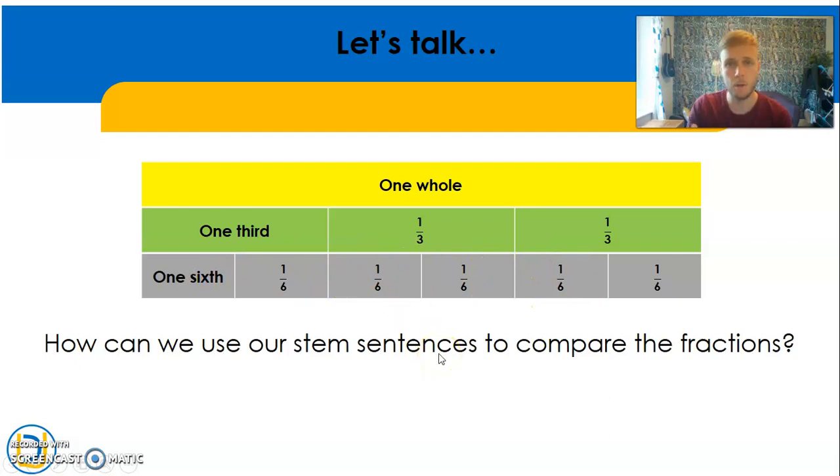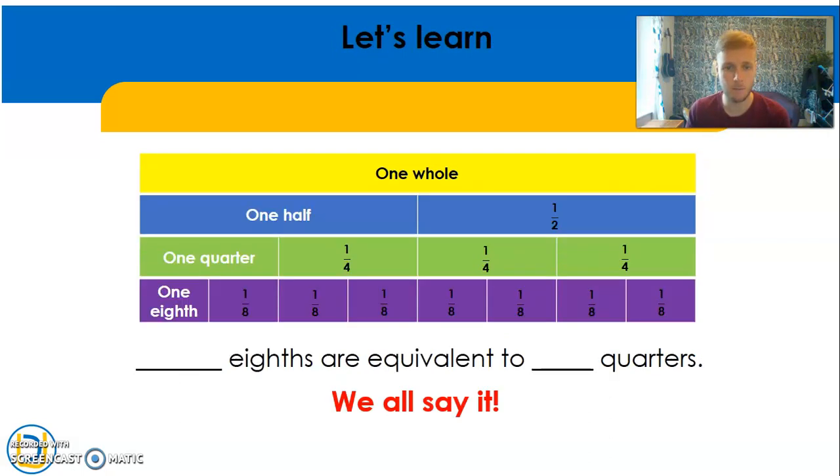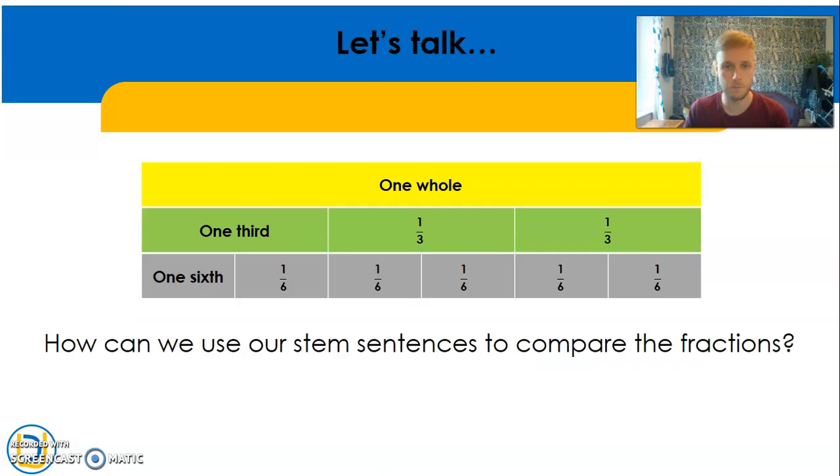So pause the video, try and compare two fractions using our stem sentence. If you need reminding of it, it was, say the fraction is equivalent to, and then another fraction. So for example, I might say 1/3 is equivalent to 2/6. Be careful with how you say sixths. It's quite hard to say. All right, pause the video, have a go, see what other equivalent fractions you can spot.